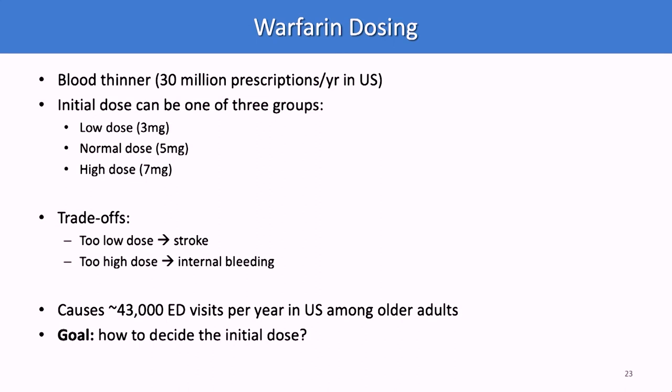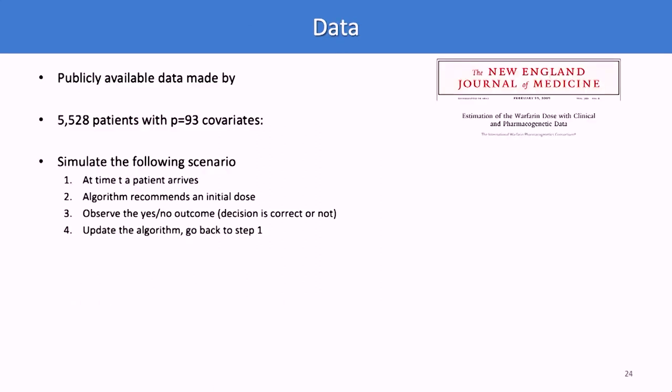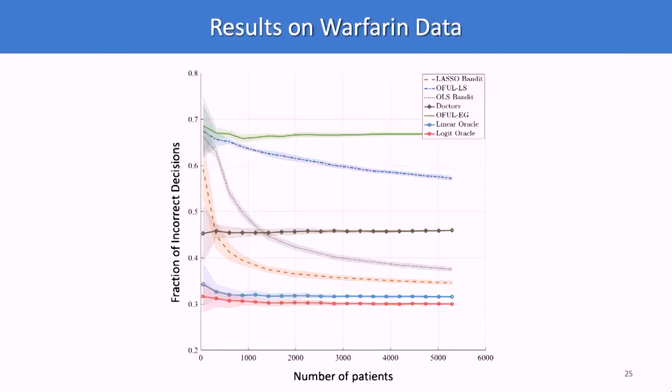So we applied this framework to some publicly available data, about 5,500 patients with 93 covariates per patient. And we compared different algorithms and our proposal. We also compared with physicians' decisions. Physicians always start a patient at a medium dose, so we compared with that, and this chart really summarizes the result. So look at the x-axis. Imagine we are running the experiment and patients arrive to us one by one. And the y-axis is the fraction of mistakes we make. A patient comes in, we put them on a certain dose bucket, and we observe the outcome. Then we update our model and make a better decision for the next patient. So we're going to make mistakes initially, and then the number of mistakes will go down.